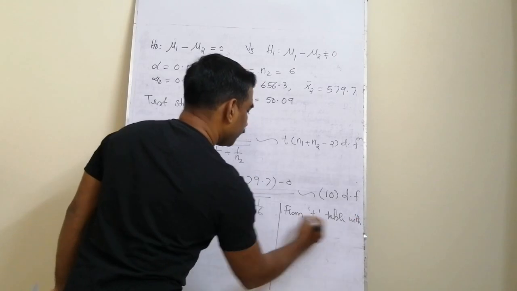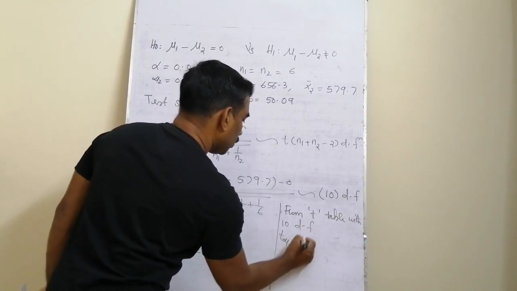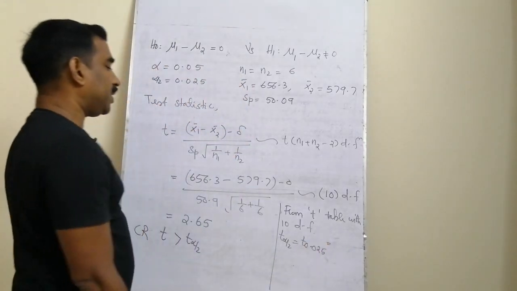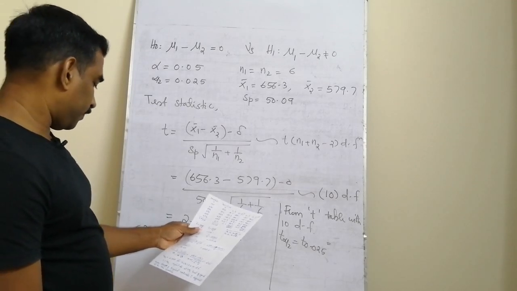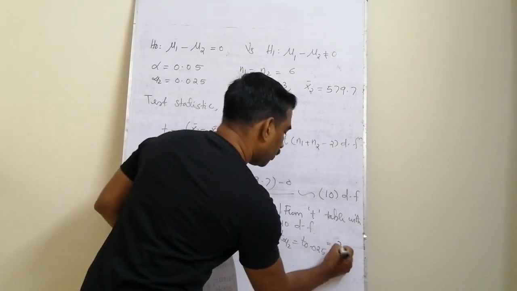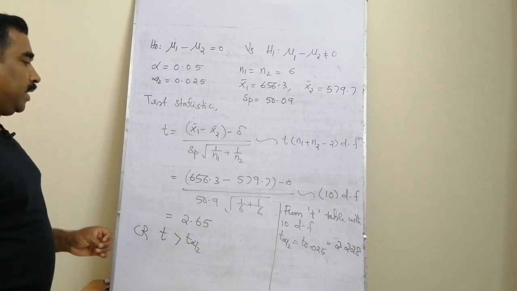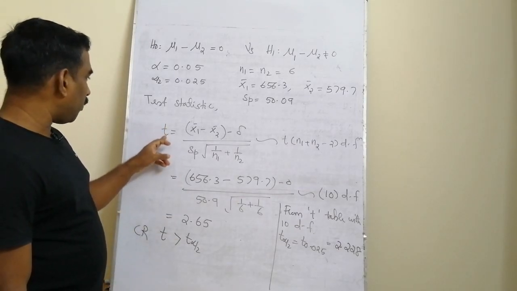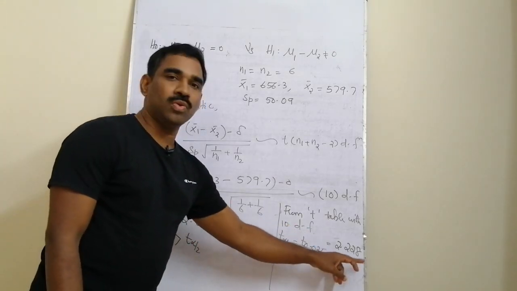And from the T table, with 10 degrees of freedom, T alpha by 2 is equal to T 0.025, and from the T table we can obtain this value as 2.228. So we have set the critical region number or the test criterion value. Now we are comparing our computed number 2.65 with 2.228.